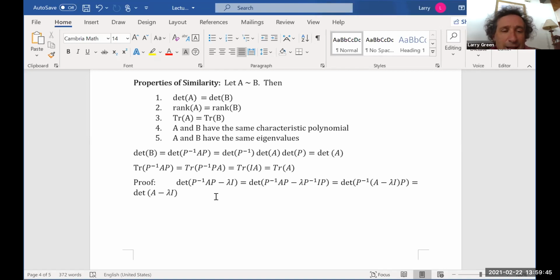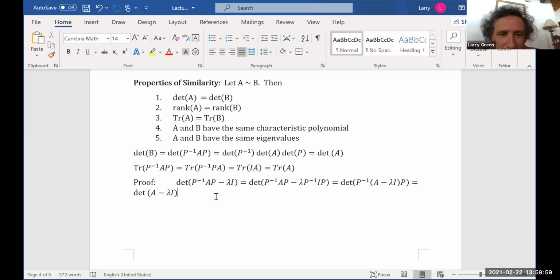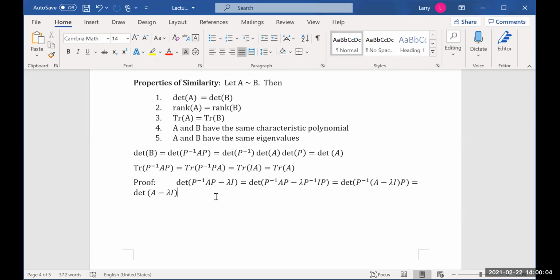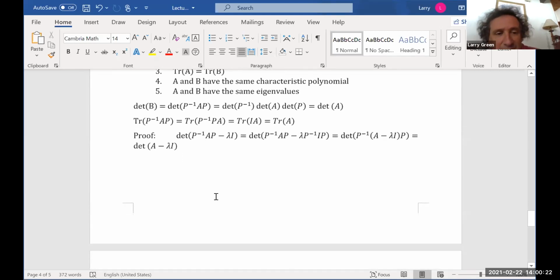Okay, why is number 5 immediately after getting number 4? Because they have the same characteristic polynomial. Right, they have the same characteristic polynomial, and the eigenvalues are the roots of the characteristic polynomial. Well, if they have the same characteristic polynomial, then they're going to have the same roots. So there's nothing to say on number 5. Number 4 is all the work. Any questions on this theorem? Okay, so it's a big theorem, and we'll use it from time to time.